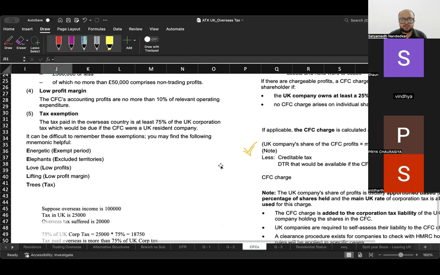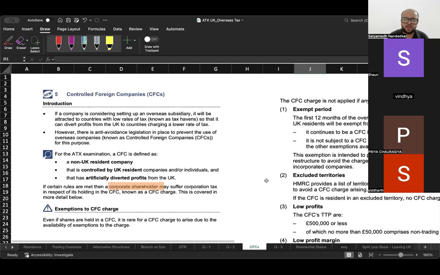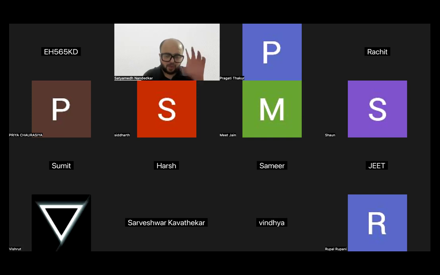Cool. Another question which is not so frequent in the ATX exam, but can be asked, is a controlled foreign corporation. Now, what is a controlled foreign corporation? If they ask you, this particular system is working in order to artificially divert the profits outside the United Kingdom, so that they are taxed elsewhere, and maybe that country has a lower rate of tax, which is why you are diverting the profits outside the UK.